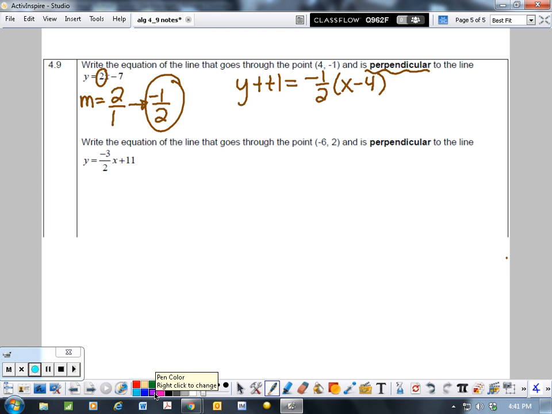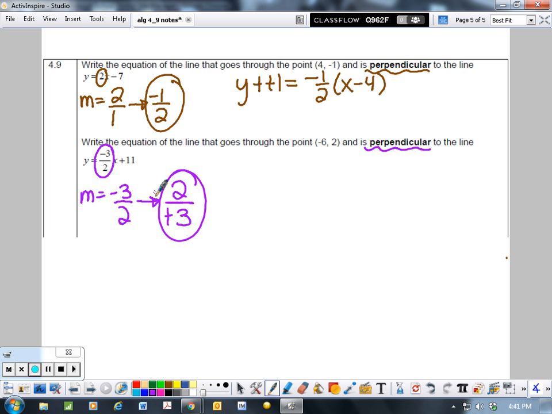Okay, write the equation of a line that goes through the point -6, 2 and is perpendicular to the line y equals -3/2 x plus 11. So I'm going to find my slope. Negative 3/2. And for perpendicular, I flip it and change the sign. So now I change it to positive. So this is my new slope I'm going to use.